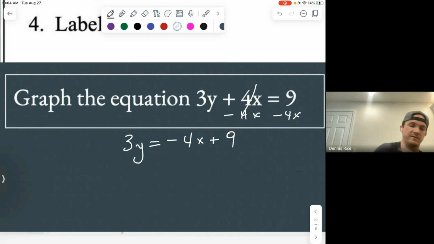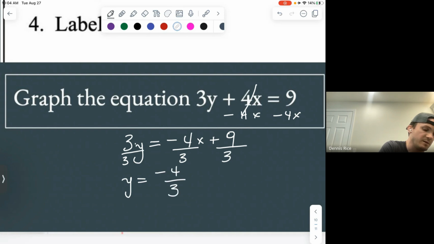Now I need to get rid of the 3 in front of the y. So I'm going to divide everybody by 3. 3 divided by 3 is 1y. Negative 4 divided by 3 doesn't simplify, so I'm just going to leave it as negative 4/3. And 9 divided by 3 is 3.